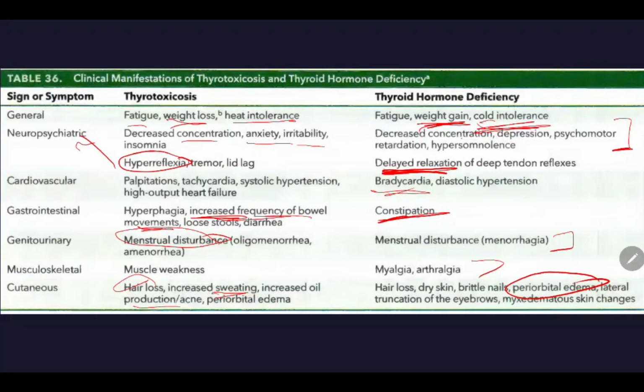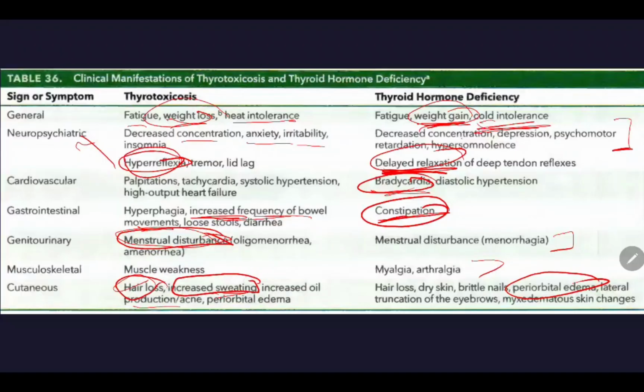So if I want you to take out symptoms from here, always weight gain, delayed relaxation, bradycardia, and constipation. Okay, here we have weight loss, hyperreflexia, and increased frequency of bowel movements, menstrual disturbance, hair loss, and increased sweating. Those you can use to differentiate between both.